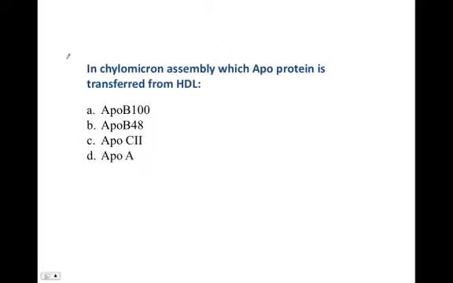So, in chylomicron assembly, which apoprotein is transferred from HDL? The correct answer here is ApoC2. ApoC2 is required for the interaction of chylomicrons with lipoprotein lipase. This is essential for the movement of triglycerides from the chylomicron into the adipose to be stored. Remember, ApoB48 is the apoprotein that designates a particle a chylomicron.